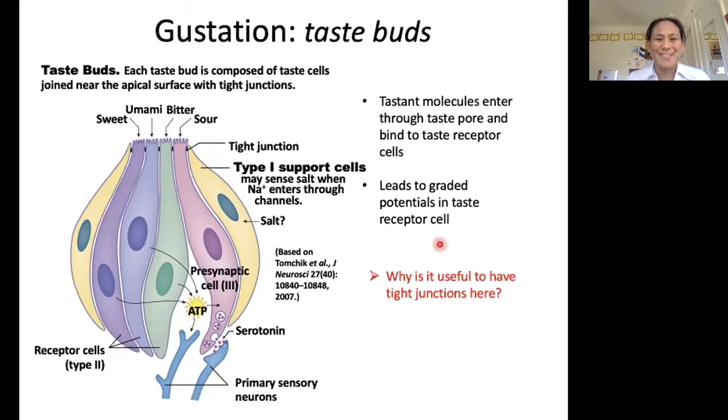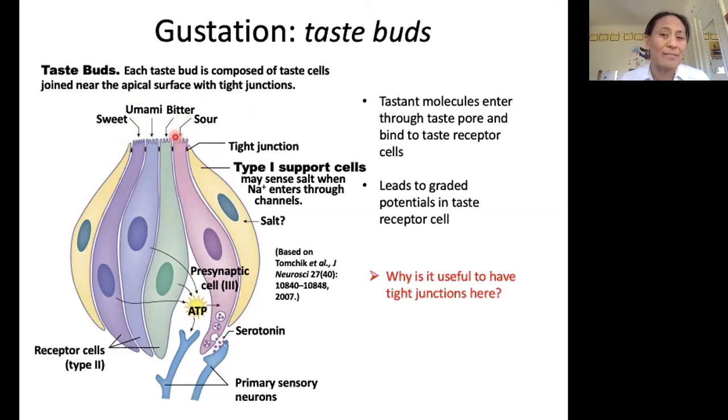Here's a question for you. Why is it useful to have tight junctions here? Just think about that for a second. I don't know what you came up with, if you had any ideas, but one of the advantages of having tight junctions here, remember tight junctions are going to block off this space between the cells. So if we're blocking off that space, that keeps molecules up here, which is the top surface of the tongue. And that's useful because that's where the receptors are for detecting those molecules. So the tight junctions keep those molecules up here so that they can be detected.